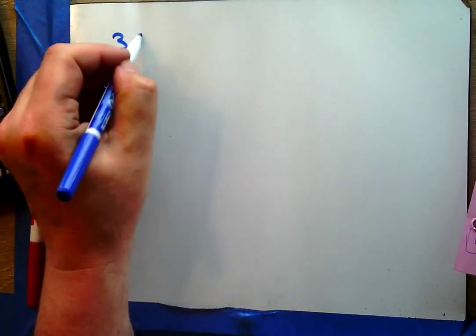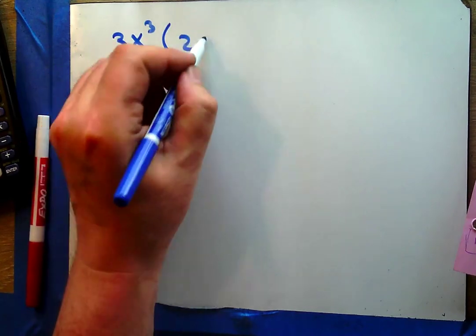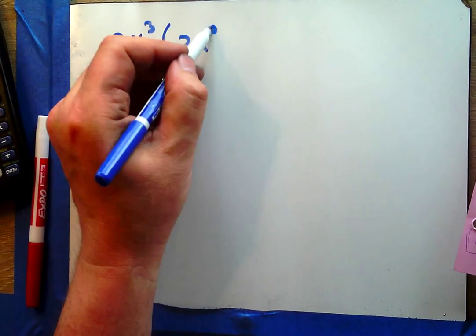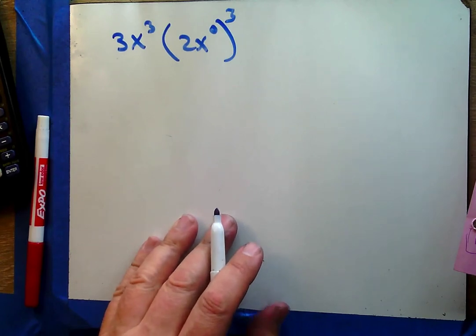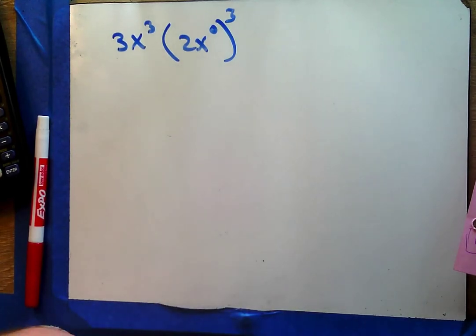Round 2 says 3x to the third, 2x to the 0 to the third. Can you simplify that expression? Please simplify that expression.